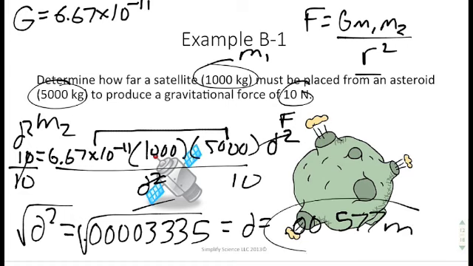0.00577 meters. Now you should realize that that's a problem, because if you have an asteroid and you want to place the satellite that far away from the center of mass, that's so close that it's going to be inside the asteroid itself, at which point it's not really going to do anything, so it wouldn't really work.